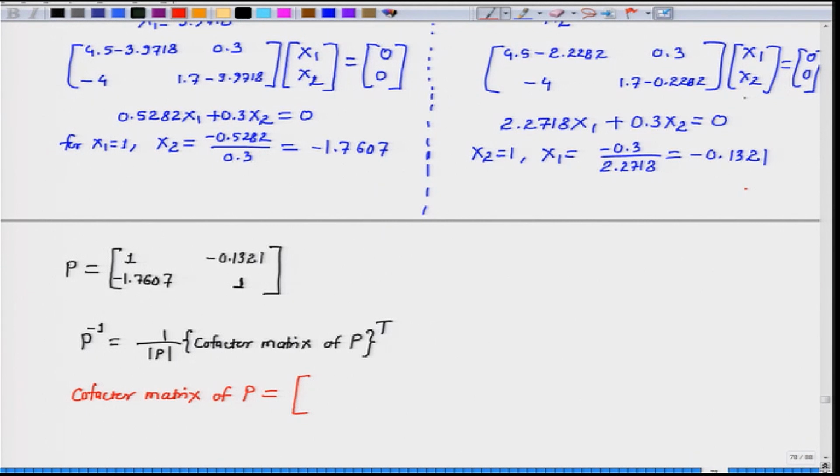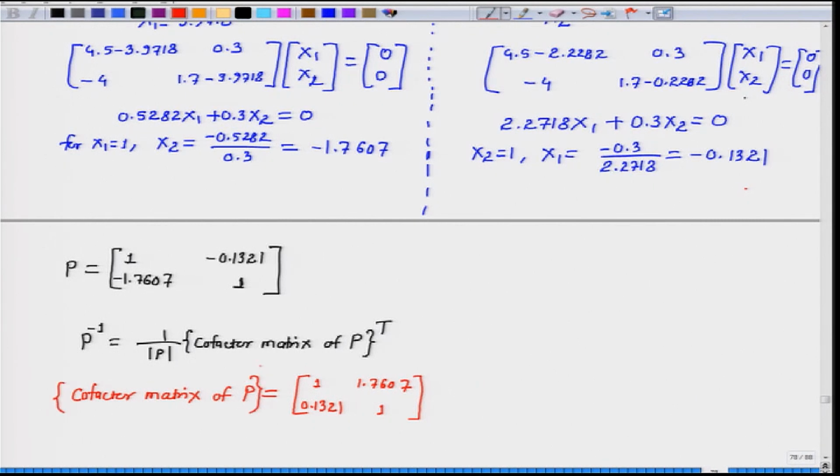For a 2 by 2 matrix, it is easy. We just switch the positions of diagonal elements among themselves and the non-diagonal elements among themselves, and multiply the non-diagonals by minus 1. Here the diagonal elements are the same, so they will remain the same, and this becomes 1.7607, this becomes 0.1321 and 1, and we take its transpose.